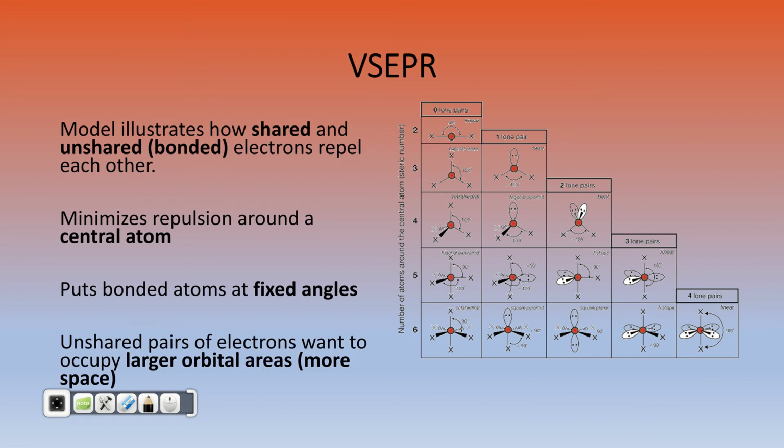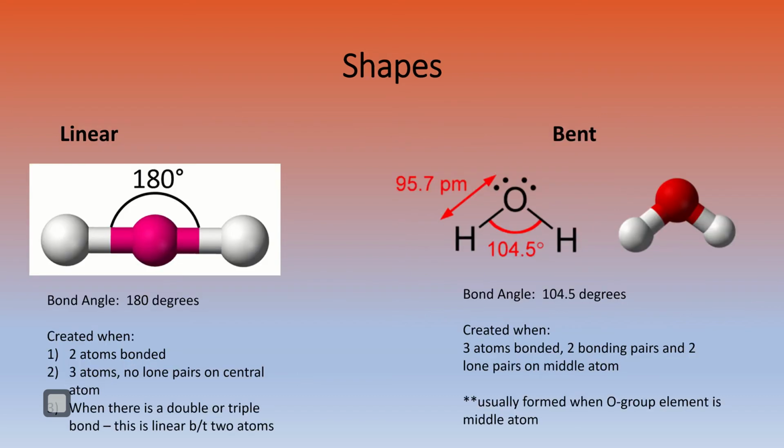And it turns out this is largely due to the unshared pairs of electrons wanting to have more space, because when they are alone, when you have these lone pairs, they occupy a larger, what is called orbital area than a bonding pair, okay? Those electrons, when they're bonded between two atoms, they can kind of squeeze together a little bit more while they're in between those two atoms themselves, okay? So what are these different shapes, okay?